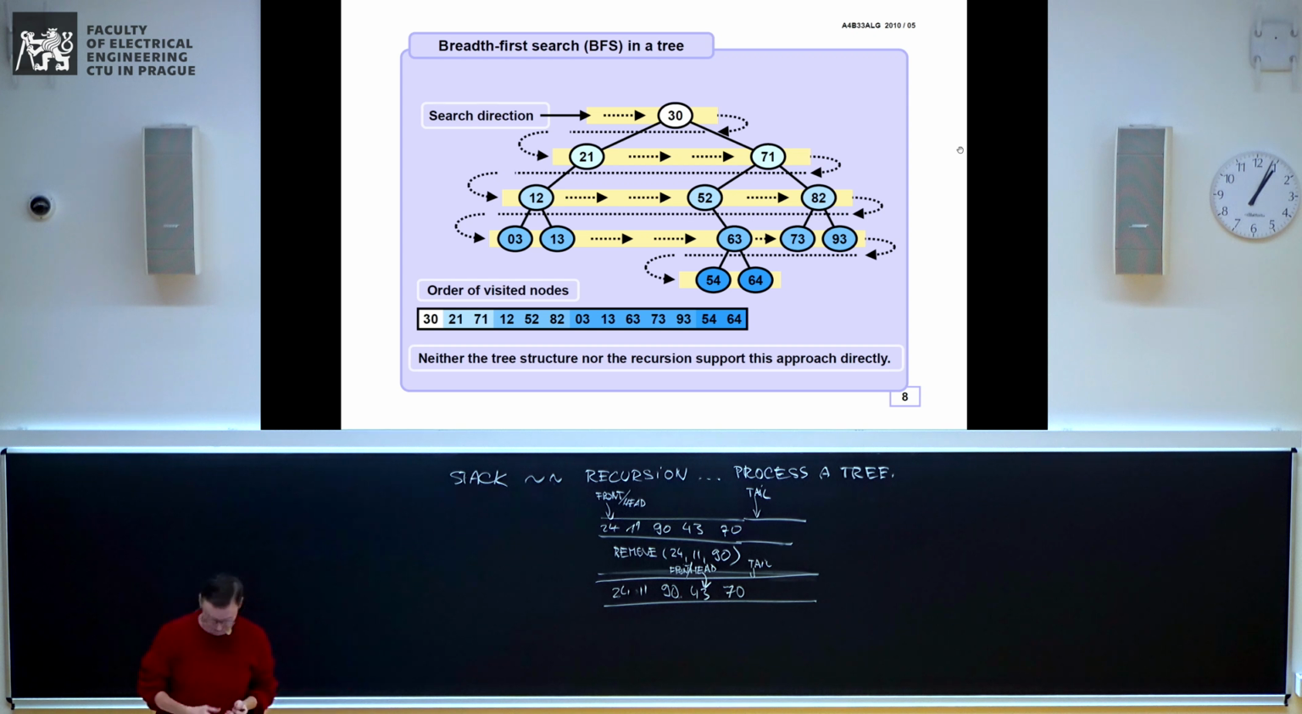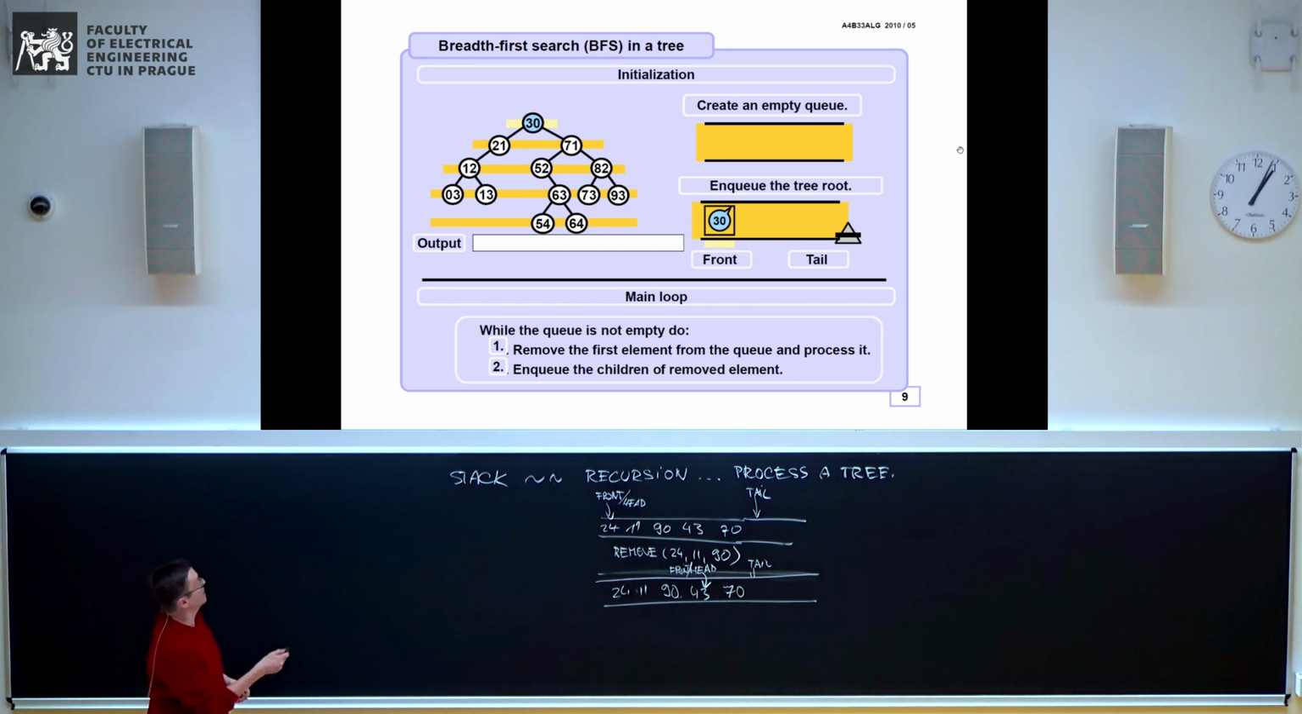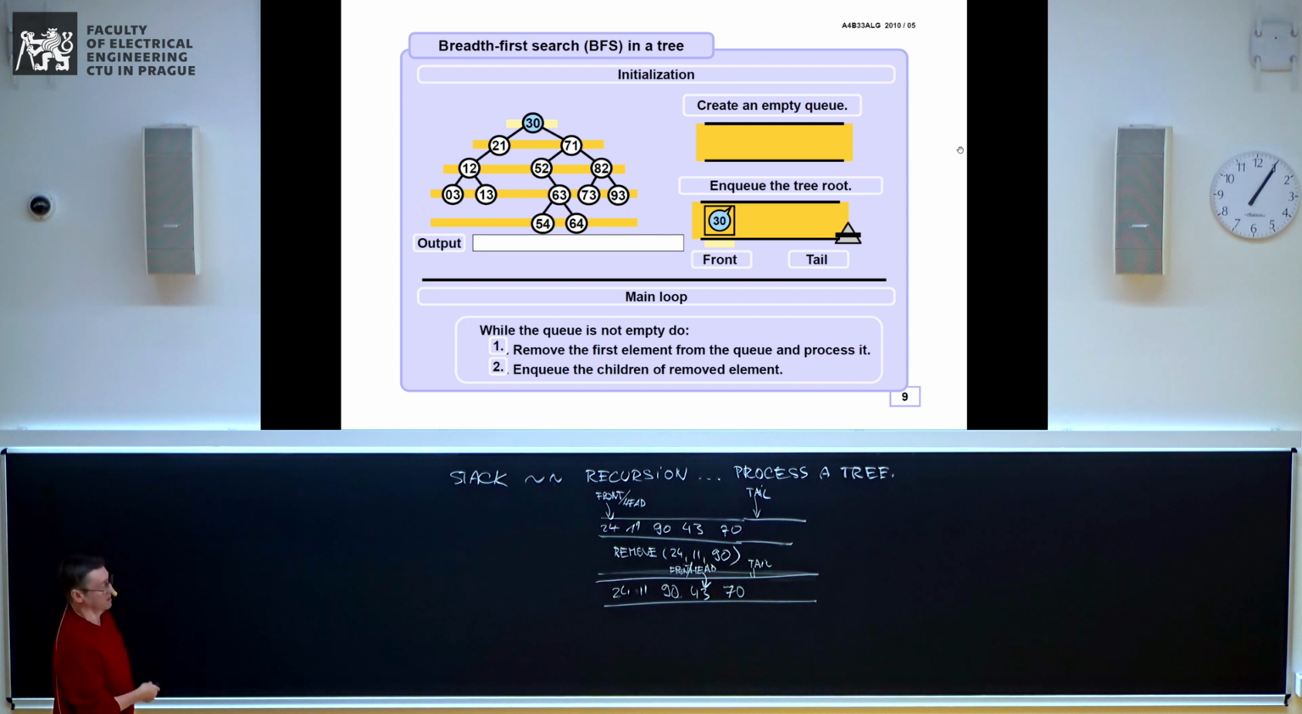You have to implement the queue like in the following example. Take an empty queue. This is the tree we had on the previous slide. Here is the space for the output, and now we will process it. So the main processing loop says, remove the first element from the queue and process it. Well, so far there is nothing, so we need some initialization, which obviously happens here. And when we remove that first element, we enqueue the children of the removed element. So let's see how that works.